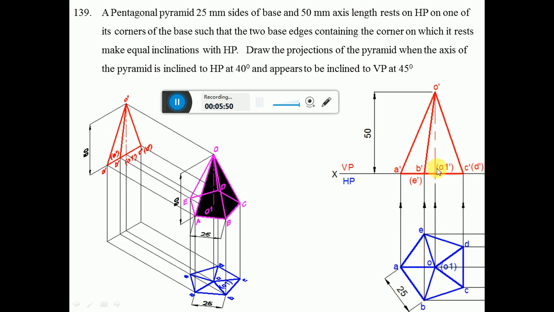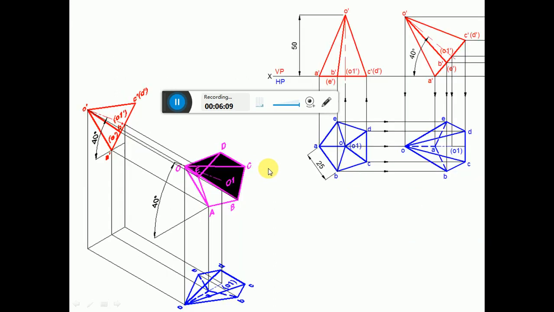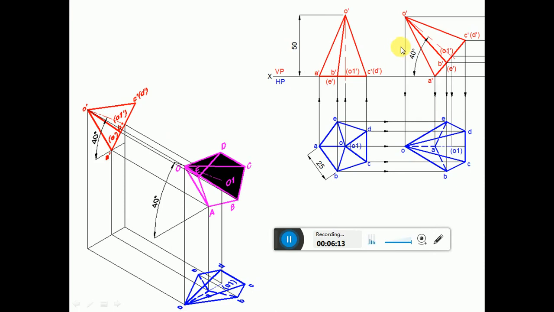From O1 dash you measure a height of 50 mm because the height is seen from the front view, so you mark the O dash. Then you join O dash to A dash, O dash to B dash and O dash to C dash, which is already explained. Then he says the axis of the pyramid is inclined to HP at 40 degrees. Since the axis is inclined at 40 degrees to HP, he has given the true inclination.